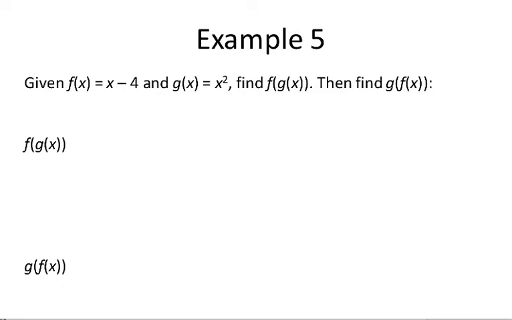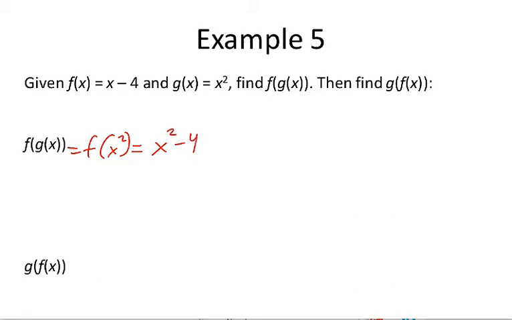For example 5, it says given f of x equals x minus 4 and g of x equals x squared, find f of g of x and then find g of f of x. So we're going to do f of g of x first. So that means we're going to plug all of g of x, this x squared, in for our x, just like we did in the last problem. So instead of x, we're going to be using x squared. So wherever we saw x in f of x, we're going to replace it with x squared. So we have, instead of x minus 4, we replace that x with x squared, then subtract 4, and that's it.